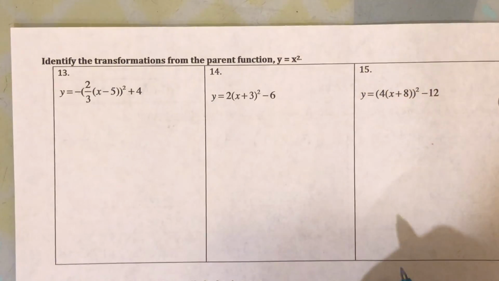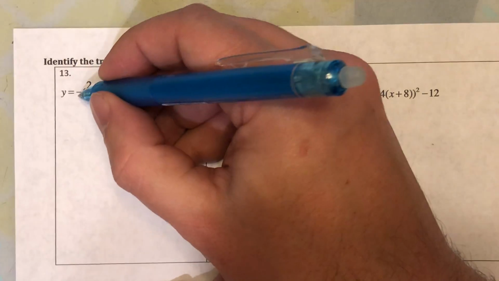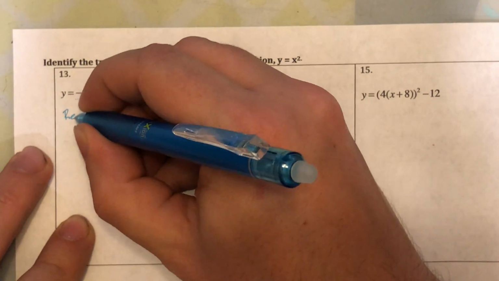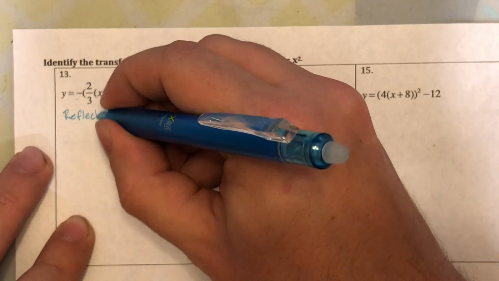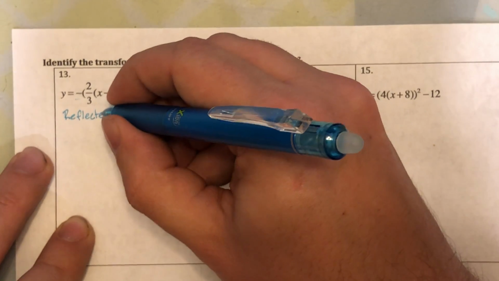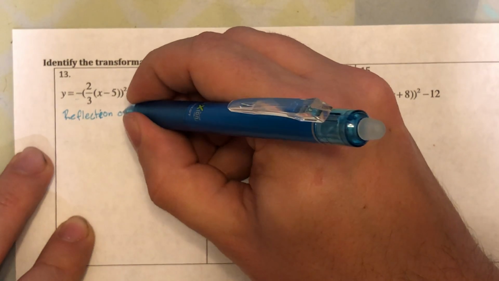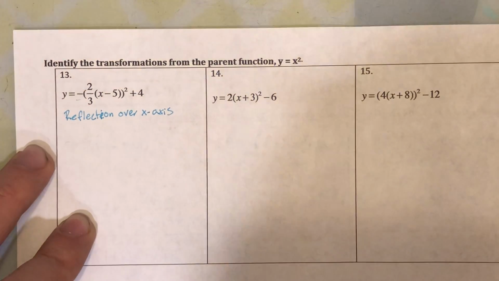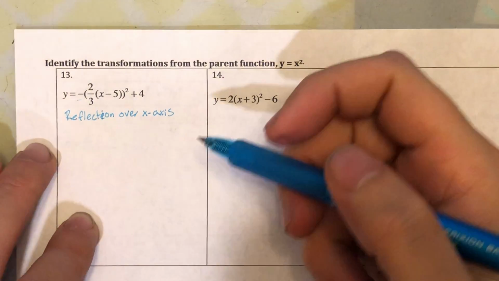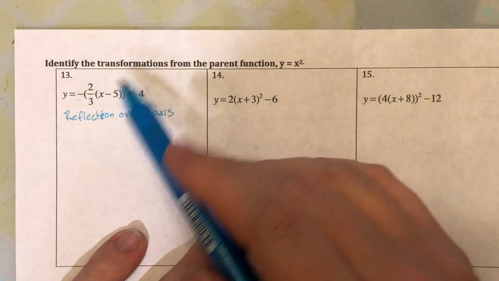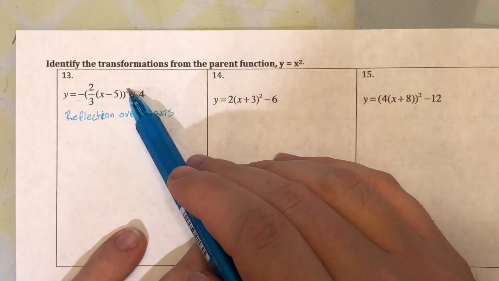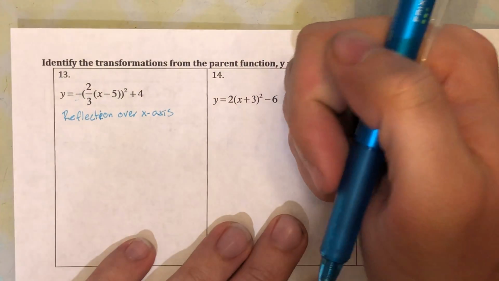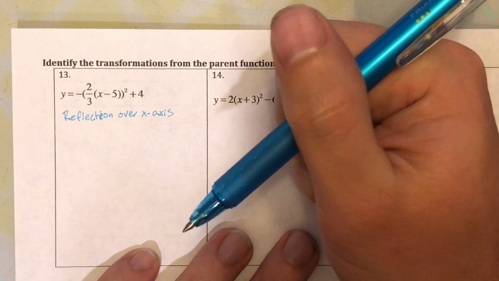Transformations: if you have a negative out in front, that tells you that it reflects over the x-axis. A value that is inside parentheses of what is being squared, this is a b value, which is going to be a horizontal stretch or shrink.